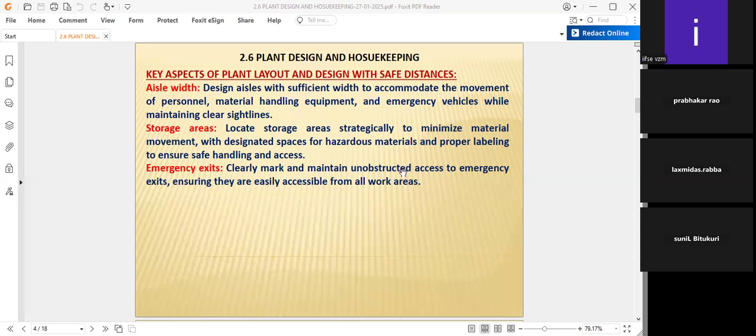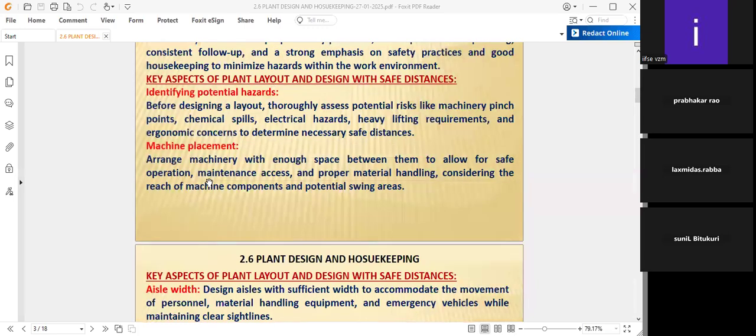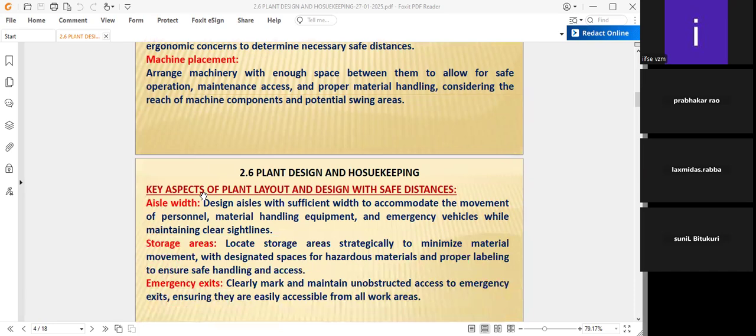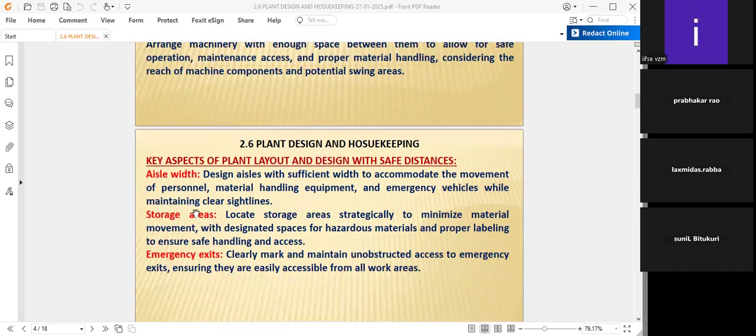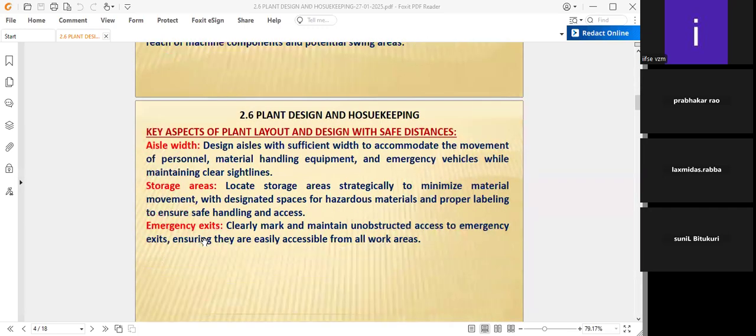That means there is no obstruction and access is easy. There should not be any obstruction to emergency exits, ensuring they are easily accessible from all work areas. Because to move to the assembly areas from all the sections, the emergency exits are always useful. These are the key aspects of plant layout design. During plant layout, these are the things to be taken into consideration for a new organization.